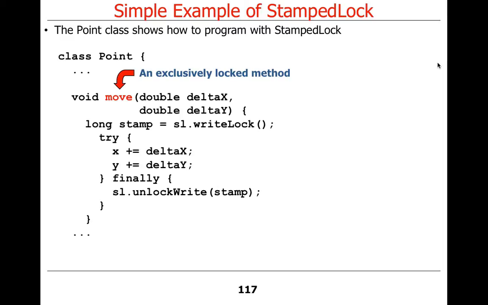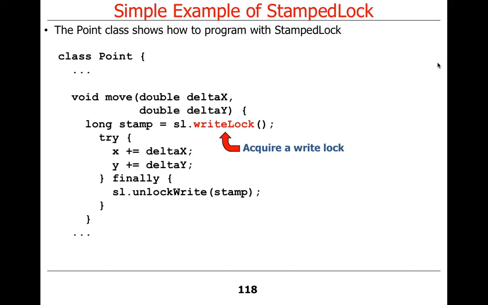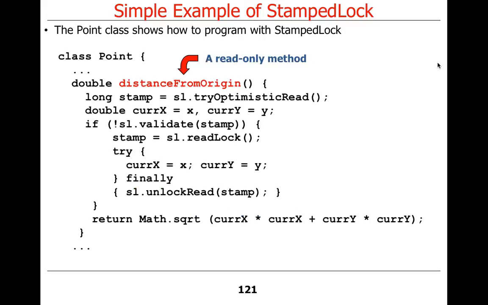And here's a method called move. Move needs to be exclusive. We're changing the state of point, so we're giving it new x and y. We come down here and acquire a write lock. Keep in mind this will block until it gets it. With the lock now held, we update x and y. Finally, on the way out, we unlock the write lock. We could have said unlock stamp, not unlock write, and it would have figured out which one to do. But since we know what we're doing here, you might as well call unlock write, just because it's a lot more clear what's going on. It's probably a little faster too. OK, so that's move. That's an easy one.